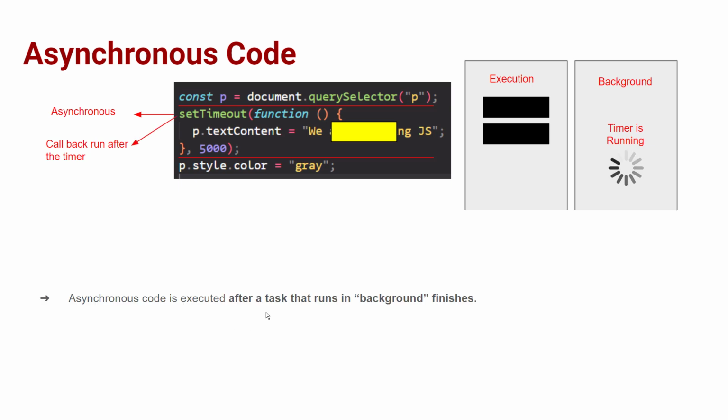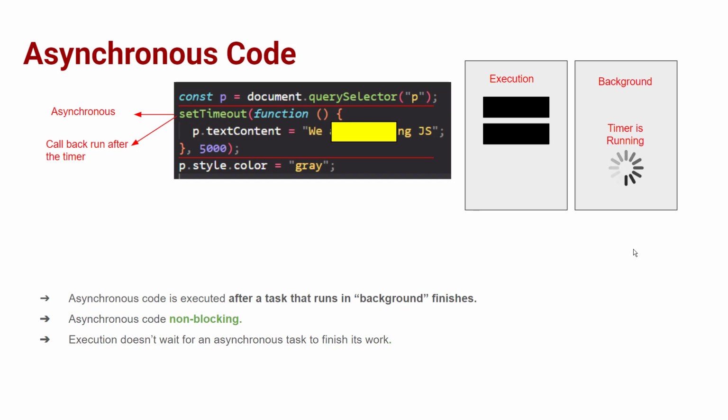Asynchronous code is executed after a task that runs in the background finishes. Asynchronous code is non-blocking, which means it doesn't block the code the way synchronous code does. Inside that you can't see any blocking right now. Execution doesn't wait for any asynchronous task to finish its work. A callback function alone does not make code asynchronous.